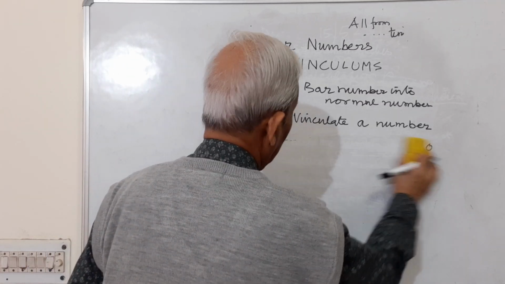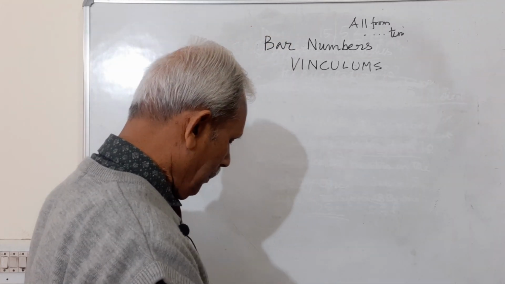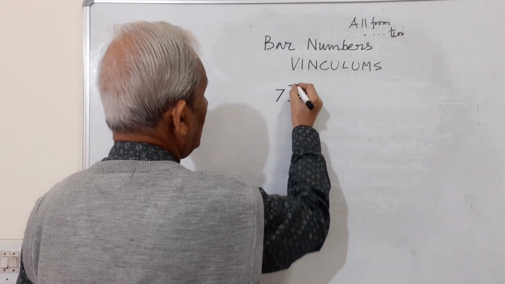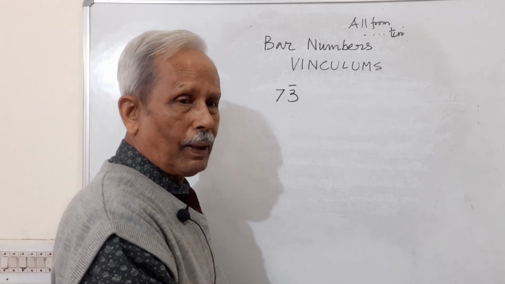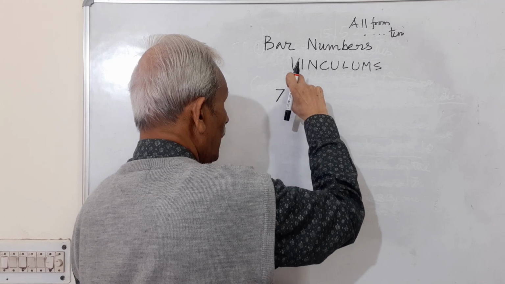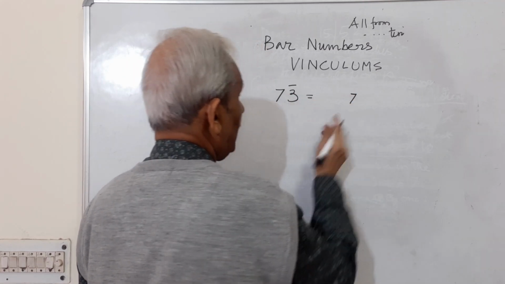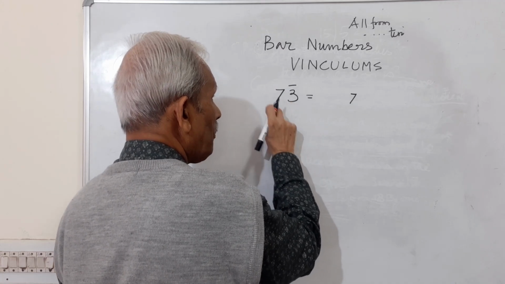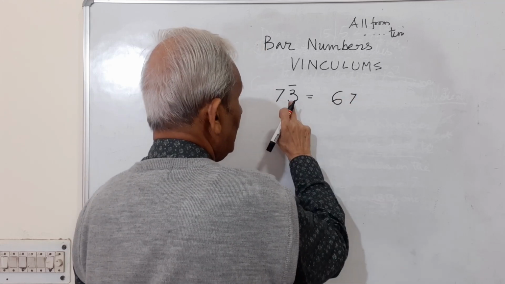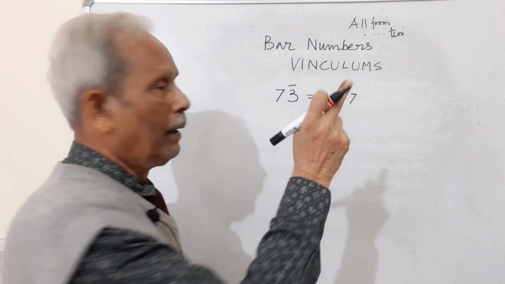Now I will show you an example of how we can convert a vinculated number or bar number into a normal number. Say for example 7 3-bar. As I told you, you have to subtract it from 10 to make it 7, and reduce the number on the left by 1, so 67. 10 minus 3 is 7, and this number is reduced by 1 and made 6.